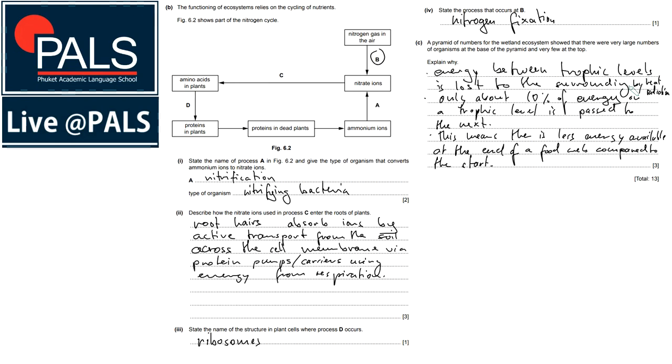And that was the last question on this paper. That was quite a long session. I hope you're still here, and I hope I could help you to study a little bit of biology and prepare for your IGCSE exams in the future.